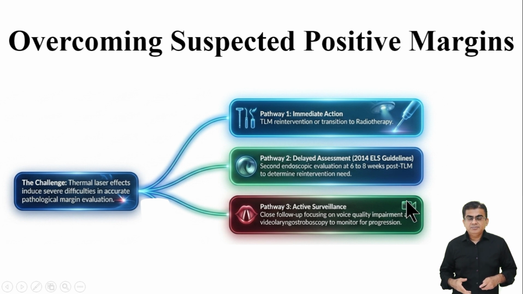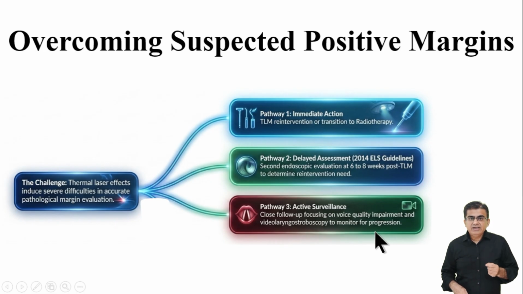Finally, pathway 3. This is the active surveillance pathway. You do not automatically operate or radiate again. Instead, you monitor the patient very closely in your outpatient clinic. You must pay strict attention to any new voice quality impairment. You must also use routine laryngo-video stroboscopy to carefully watch for any real tumor progression.